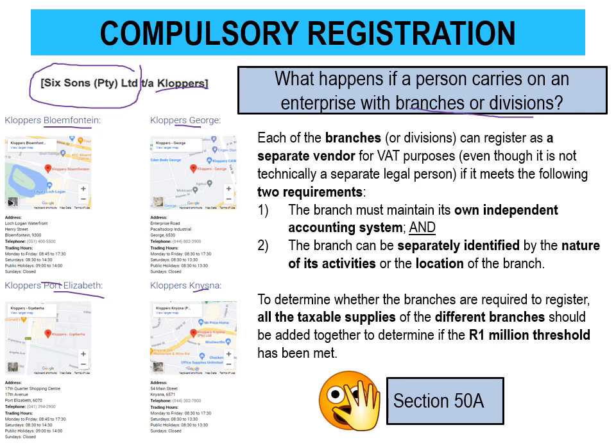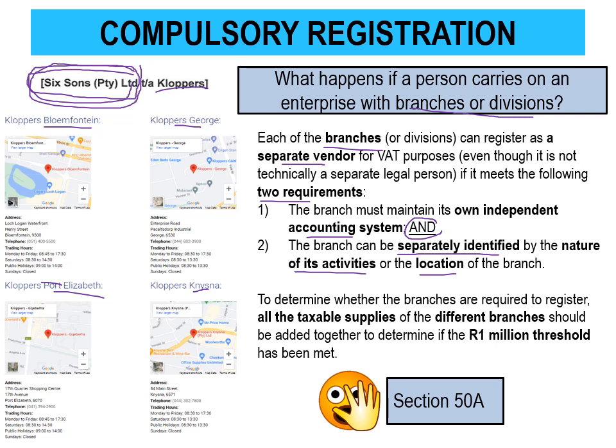Now the question is, who technically, in terms of our registration requirements, the person, so Six Sons Pty Limited, has to register for VAT purposes, but we do have a provision in the VAT Act that says if you carry on a business with branches or divisions, like Kloppers does, each of the branches or divisions can register as a separate VAT vendor for VAT purposes, even though it's not technically a separate legal person, if it meets the following two requirements. The branch must maintain its own independent accounting system, and the branch can be separately identified by the nature of its activities or the location of the branch.